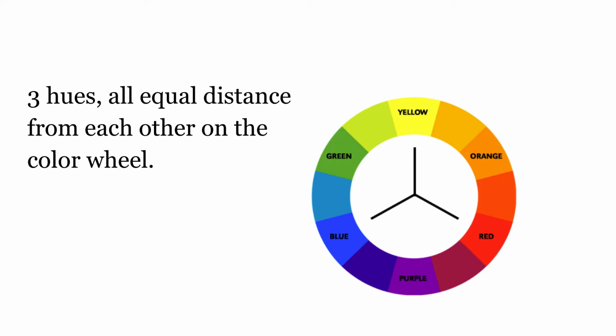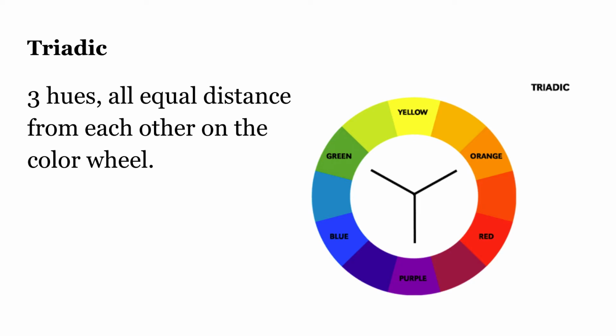Yeah, well, 3 hues, we'll get there, all equal distance from each other on the color wheel. That's going to be triadic. Tetradic would be those ones of 4 where we have the 2 complements together.